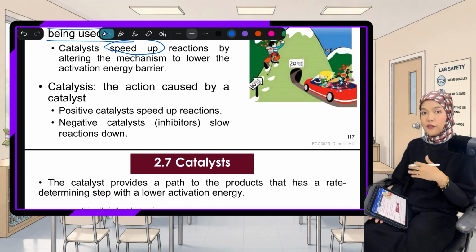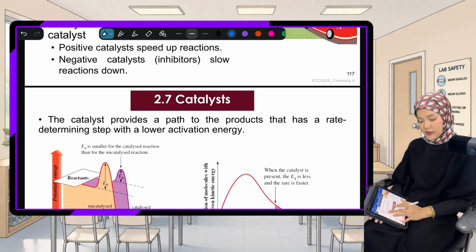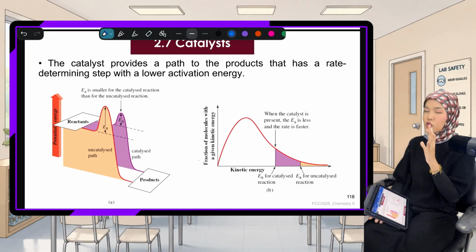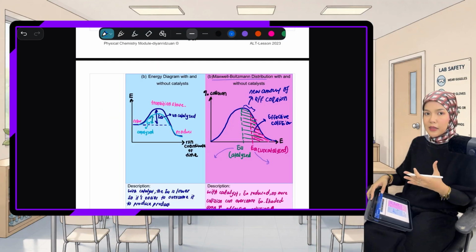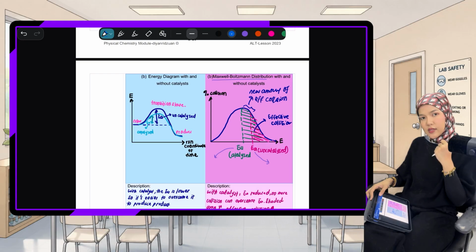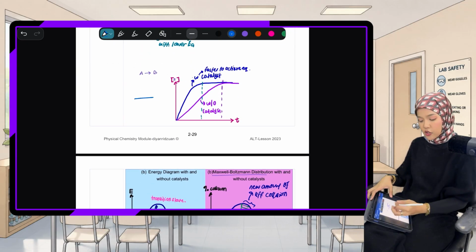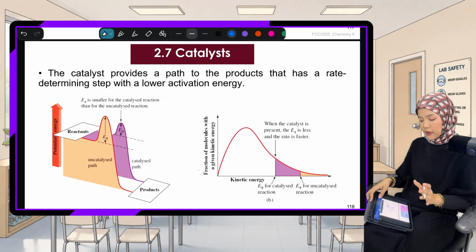Catalysis is actually a phenomenon that is caused by a catalyst. You can actually have positive or negative catalysts. Most of the time, we are talking about positive catalysts. If we ask you about catalyst, you must be able to explain, whether using the energy diagram, or the Maxwell-Boltzmann distribution, or the concentration versus time graph. It really depends on you.